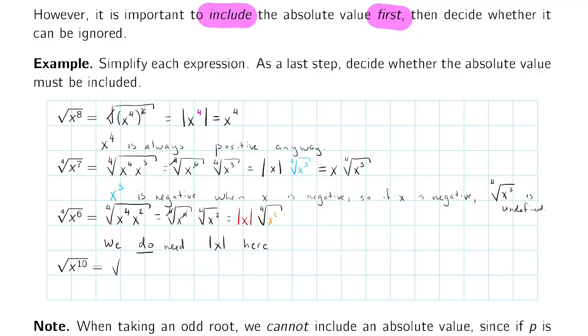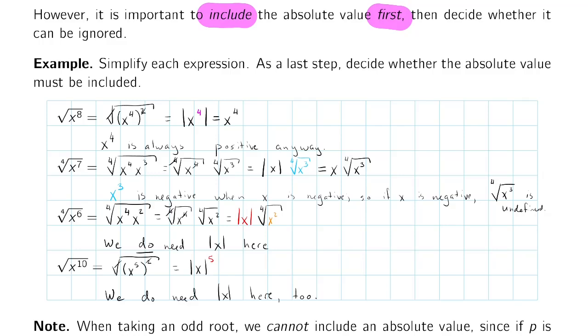10 is 2 times 5, so this is x to the 5th squared. Square root and square cancel out, and we have the absolute value of x to the 5th. And again, this is an odd power, so if x is negative, that would become negative without the absolute value. And there's no remaining radical, so there are no concerns with this being well defined. We do need the absolute value here as well.